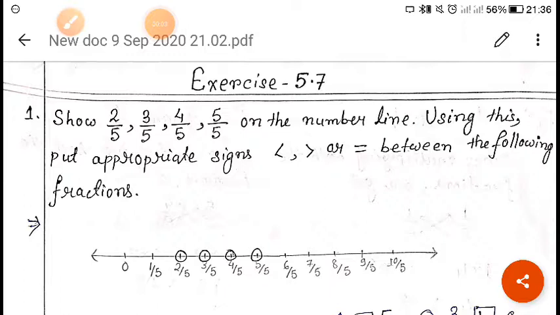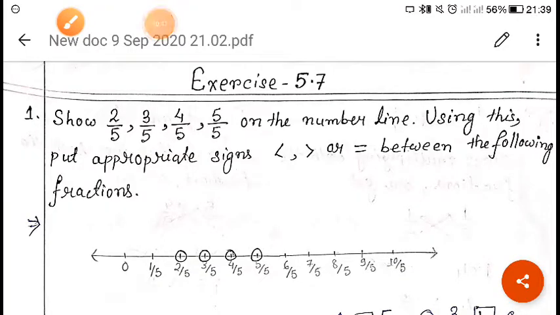In the last class we discussed exercise 5.6. Today we are going to do exercise 5.7. In exercise 5.7, the first question is we have to show 2 by 5, 3 by 5, 4 by 5, 5 by 5 and 7 by 5 on a number line, and after that we have to represent which one is bigger and which one is smaller.